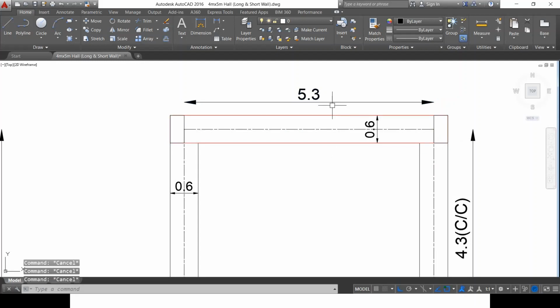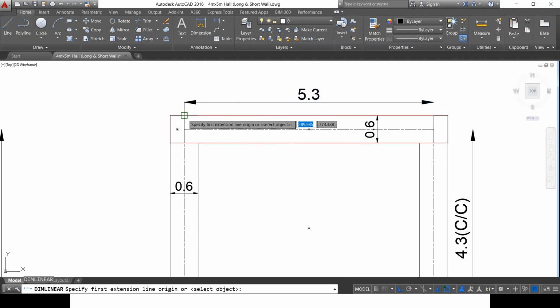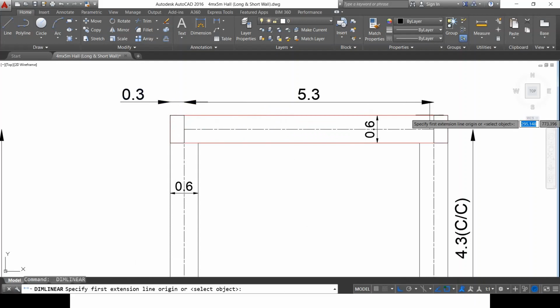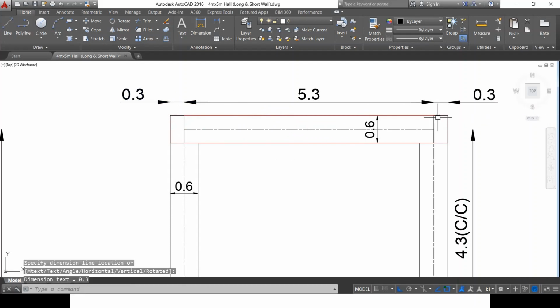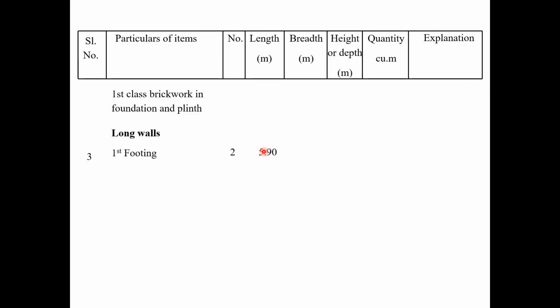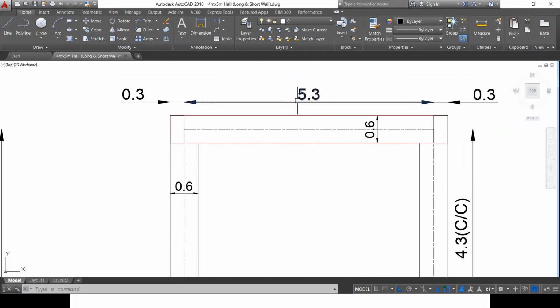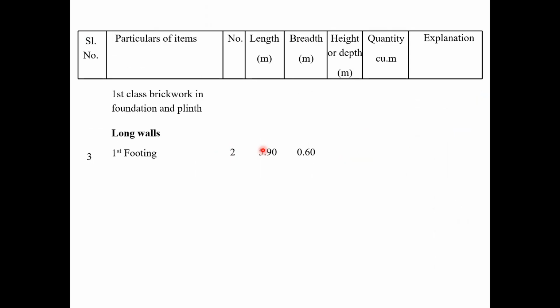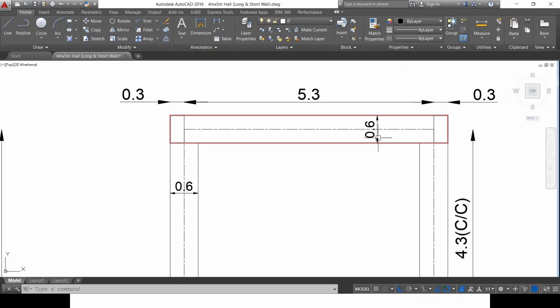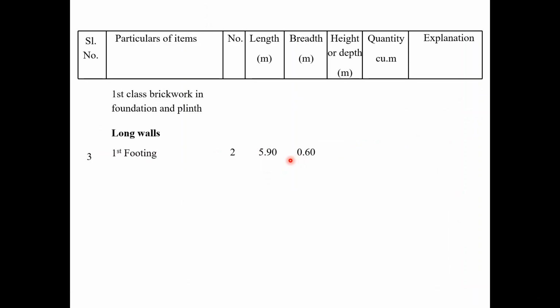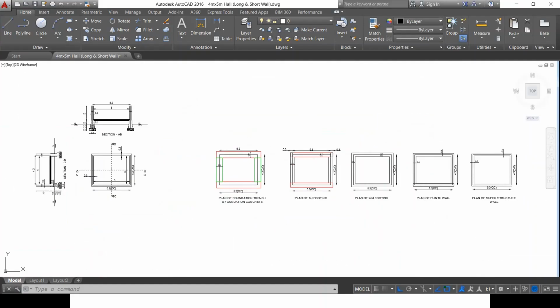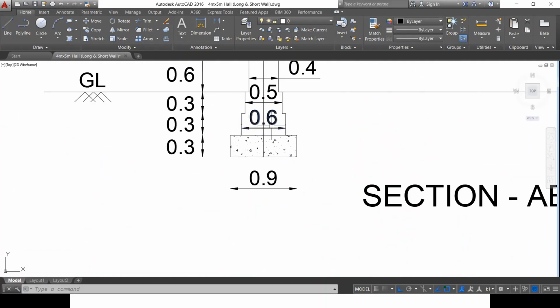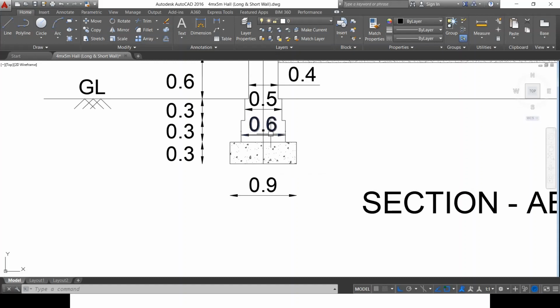So total length is 5.3 plus 0.3 plus 0.3, which is nothing but 0.6 by 2 and 0.6 by 2. So 5.9 is the total length. 5.3 plus 0.6 by 2 plus 0.6 by 2, I'll be getting it as 5.9 meters. So the width of the foundation of first course, that is the footing first course, is 0.6 meters, which I have indicated here. Next, as shown here, the width is 0.6 meters.